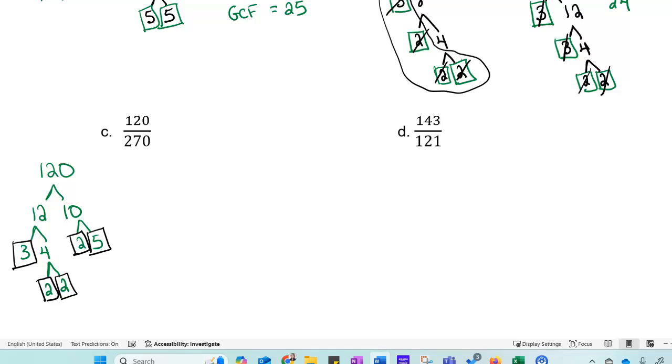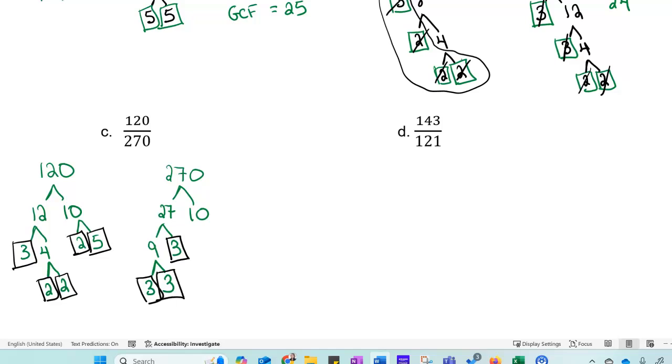So now I'm ready to move to the denominator, which is 270. Same thing, it ends in a 0, so I'm going to go ahead and do 27 and 10. Well, 27 is 9 and 3. 3 is prime, 9 is not. So I get 3 and 3. Those are prime, so I box them off.